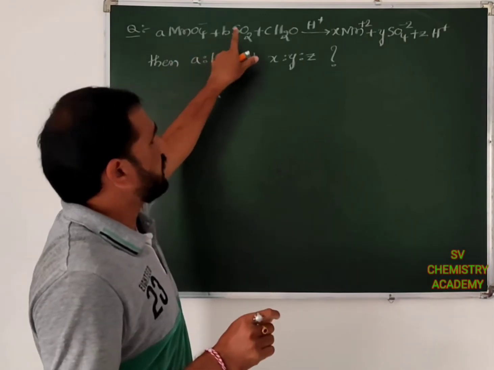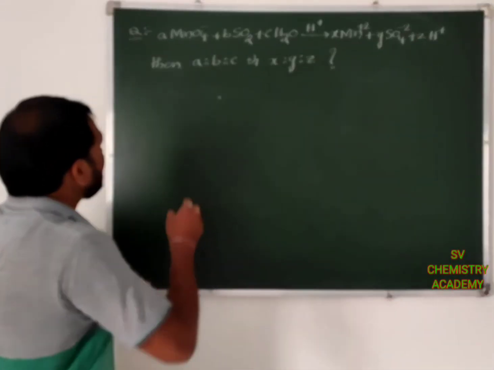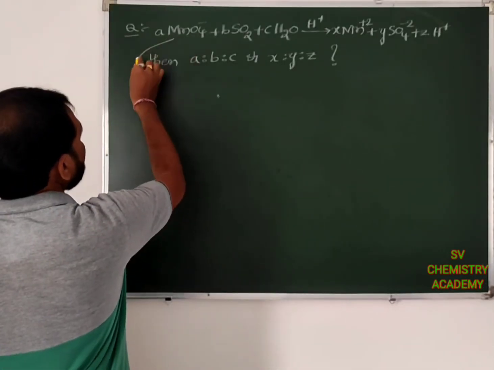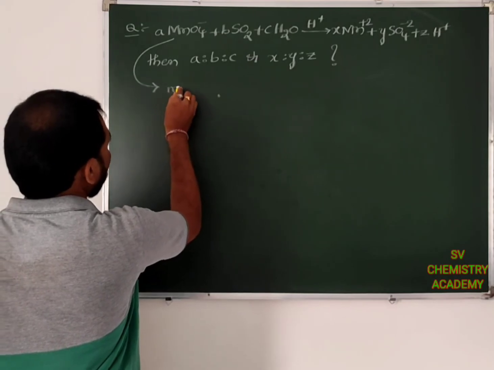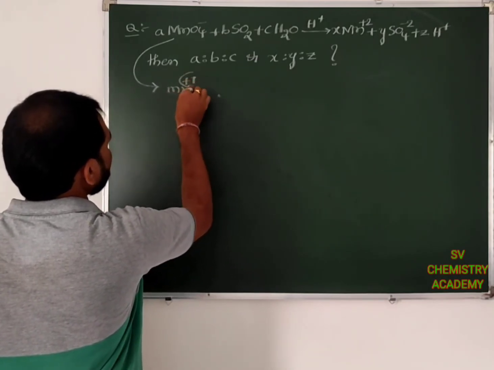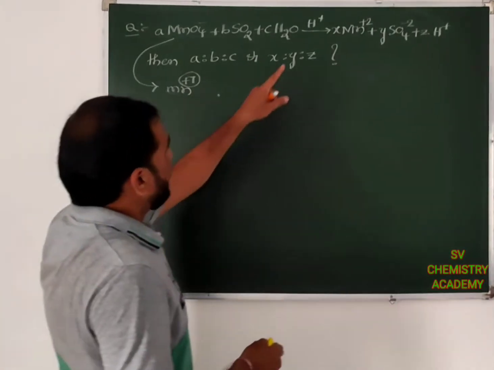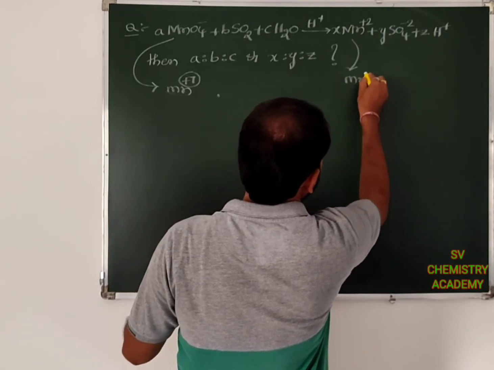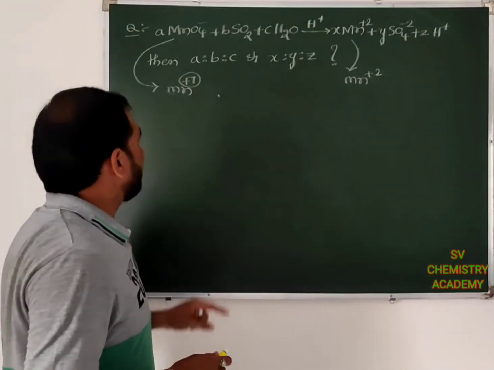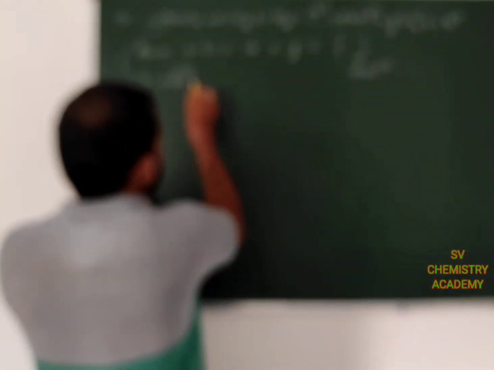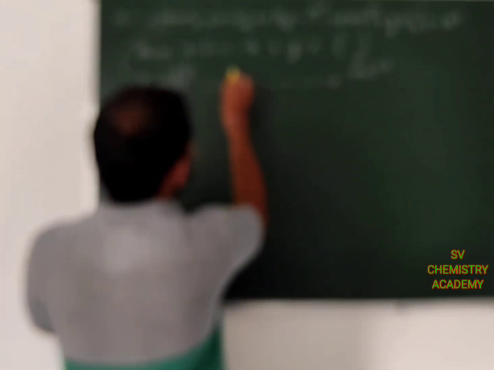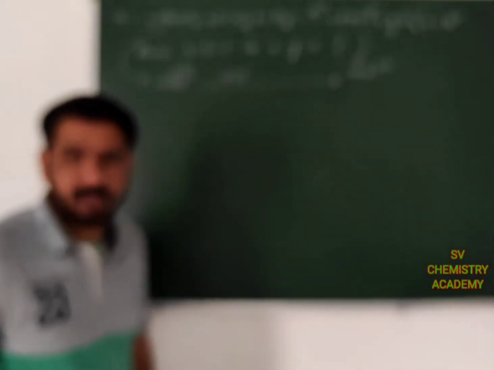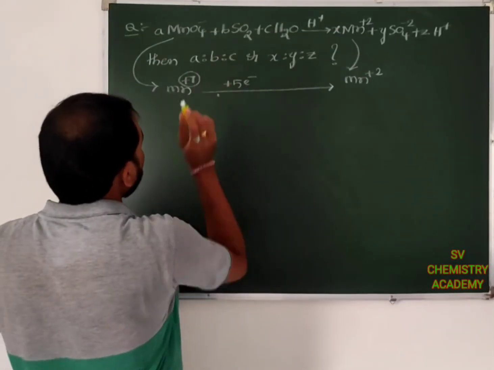the A reactant and B reactant. Then in the A reactant, the oxidation state of manganese is what? In this, the oxidation state of manganese is +7. Is it clear? On the right side the oxidation state is +2. That is given. Okay? Then in this conversion, how many electrons are participated here? 5 electrons are participated, gained, 5 electrons gained. Is it clear? Then coming to B.